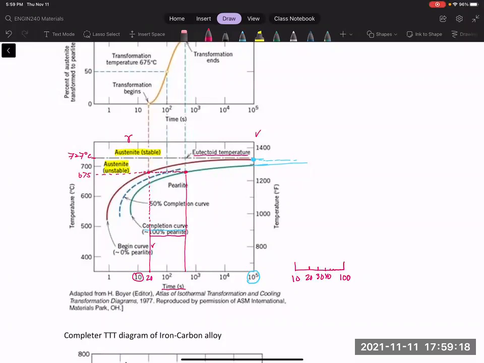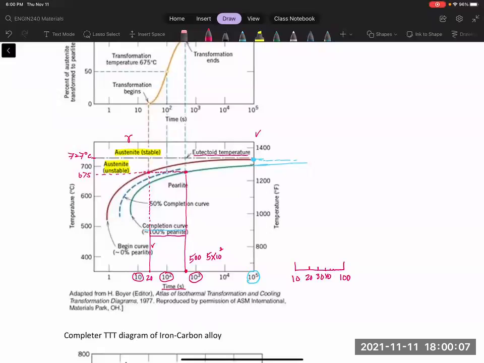So when you start at 20 seconds and you keep it at 675 degrees, how much time does it take? Then you have to read the next one, which is this one here. Again, this one is not 1,000, it's above 100, and if you look at the log scale, I would say this one is probably 500. It is like 5 times 10 to the 2, so about 500 seconds. So it takes 500 minus 20 seconds to complete the overall transformation.